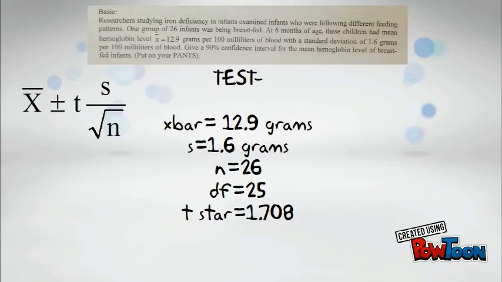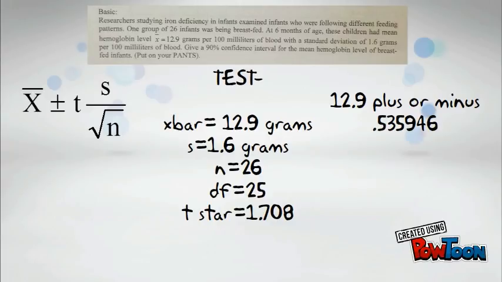We will use the following variables to find our confidence interval: x bar equal to 12.9 grams, standard deviation equal to 1.6 grams, n equal 26, degrees of freedom 25, to give us a t-star value of 1.708 with degrees of freedom 25 and 90% confidence. Our found interval is 12.9 plus or minus 0.535946 grams per 100 milliliters of blood.